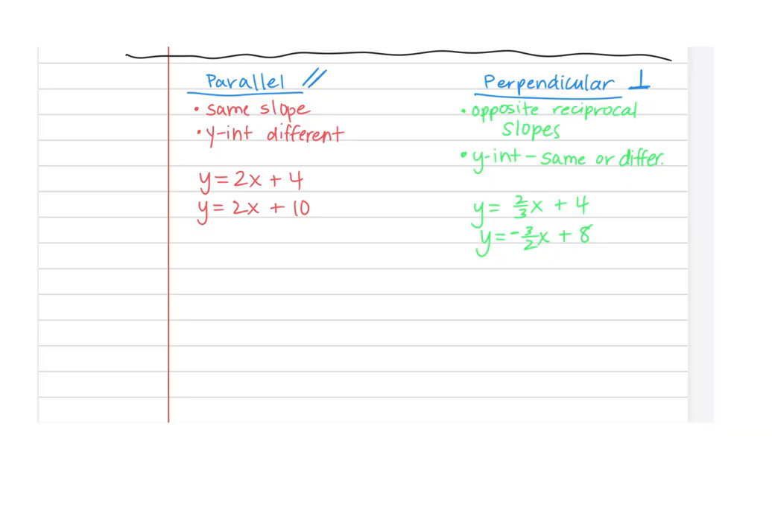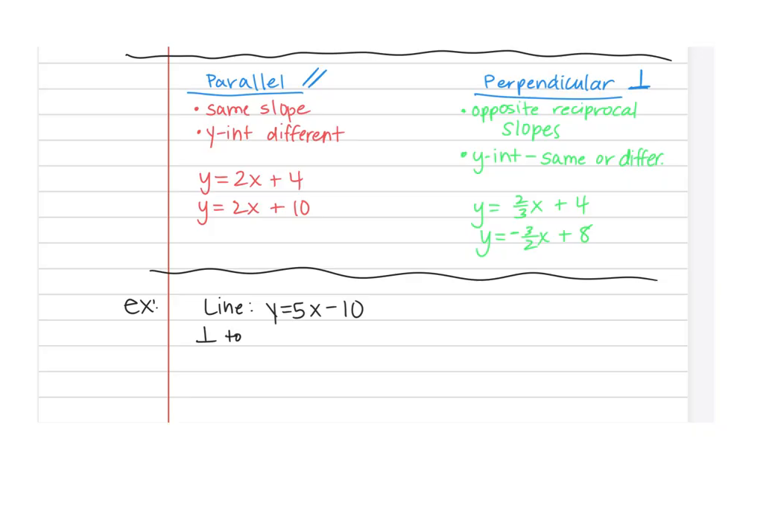Then for this, I'm just going to do one example of a problem that goes with this. So let's say that I have a line, and the equation is y equals 5x minus 10. Okay. I want to find another line that is perpendicular, I'll just use that symbol, to that line, and goes through negative 10 comma 8. Okay, so that's going to be a type of problem that you're going to see.